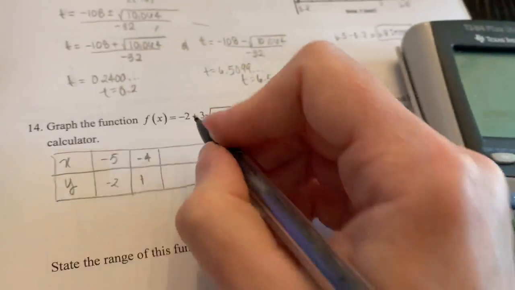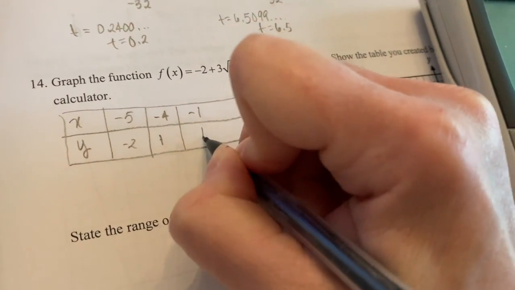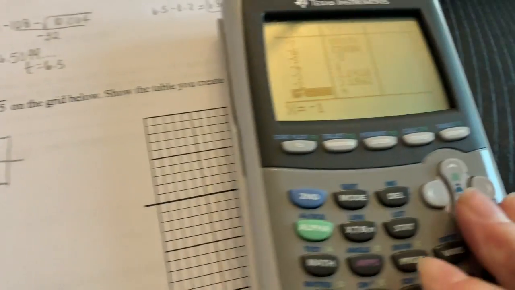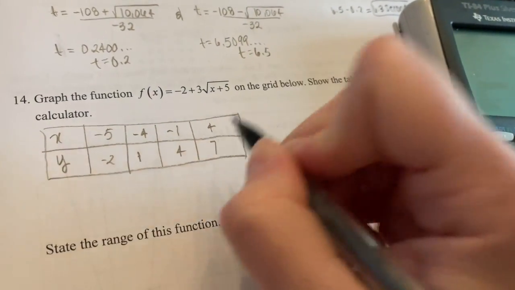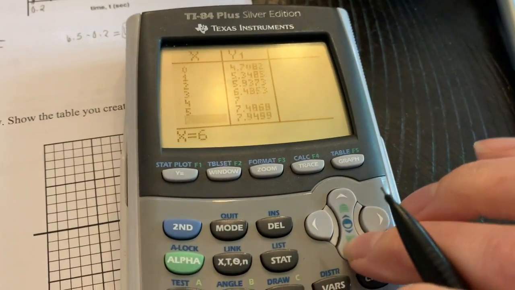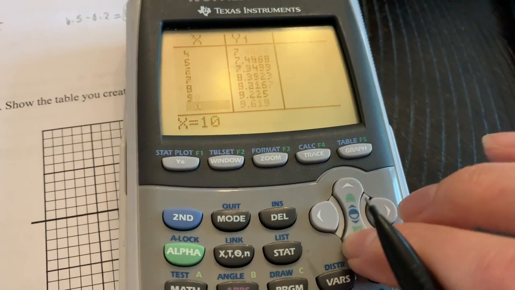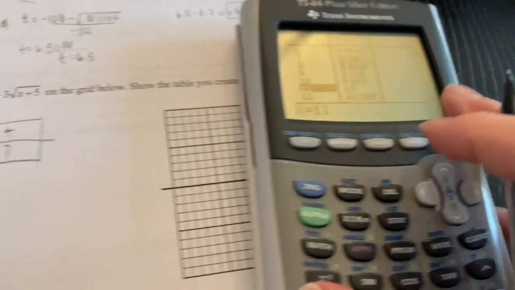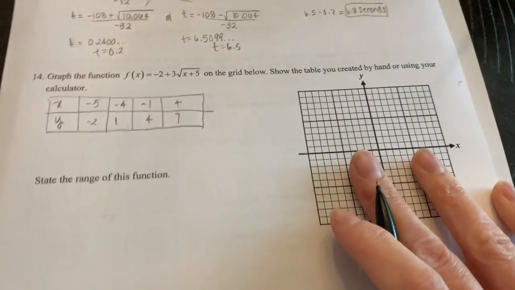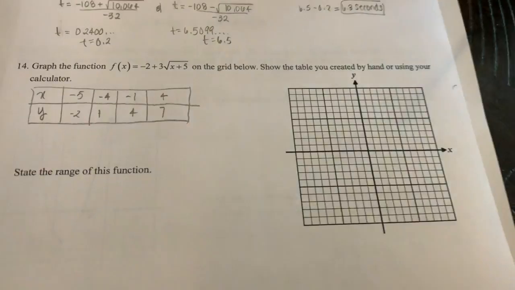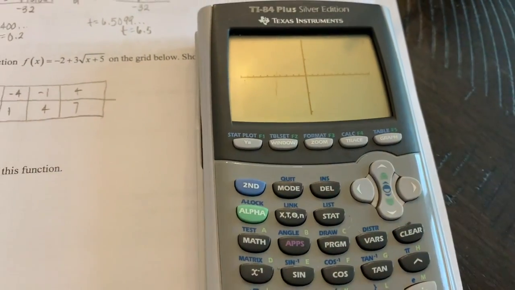And negative 1 and 4. Oh, 4 and 7. And that should really be enough. If we keep going, it's going to be too big. Yeah, we could do 11 and 10, but I don't think we have enough boxes. So we'll leave it at this. Okay, and we'll plot these points. Also, let's take a quick peek at our graph before we move on.